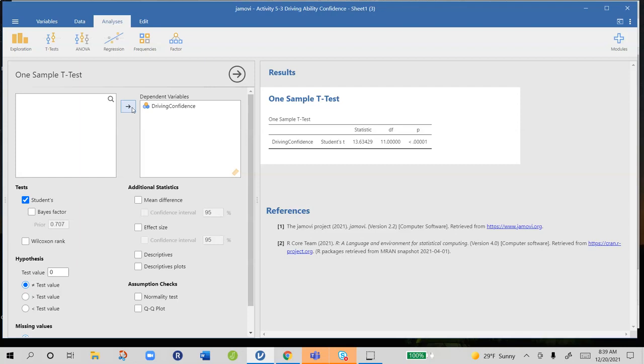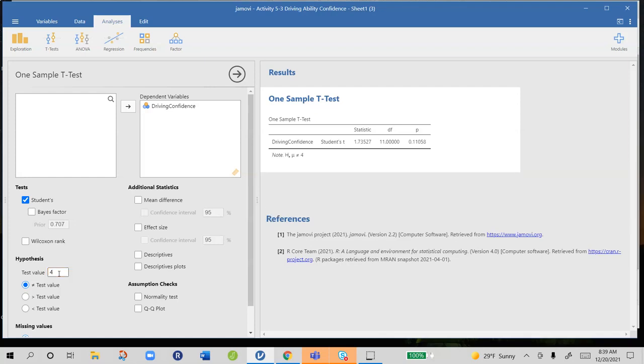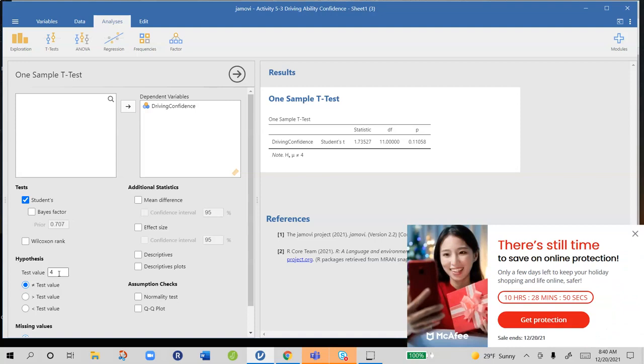Now, the point of this analysis is to compare the mean driving confidence score for people to the midpoint of the scale. And the midpoint of the scale was 4. So I'm changing the test value from 0 to 4. Otherwise, it's just going to compare our mean to 0. And 0 doesn't make any sense because it's not even a possibility on the scale, right? The scale ranges from 1 to 7.